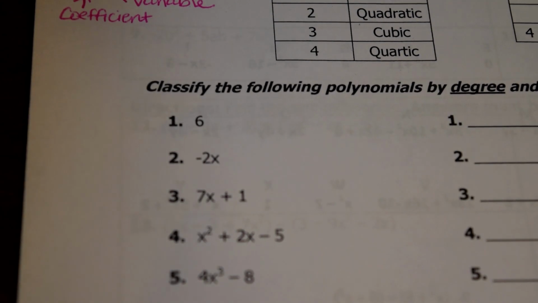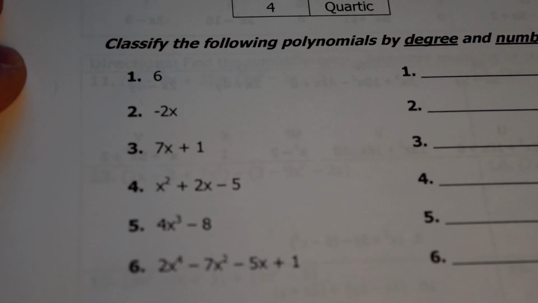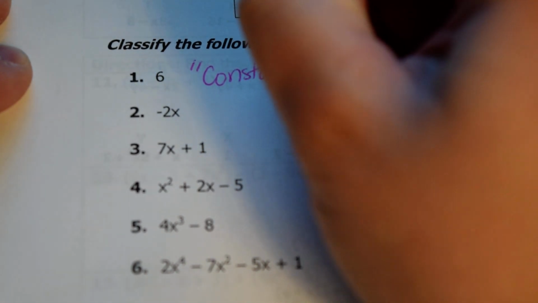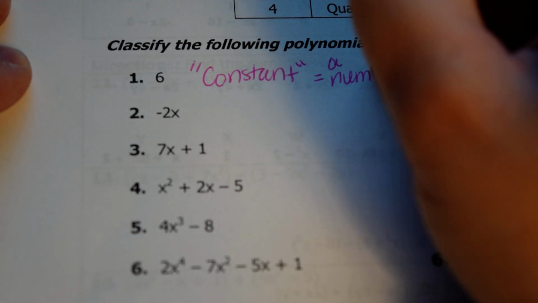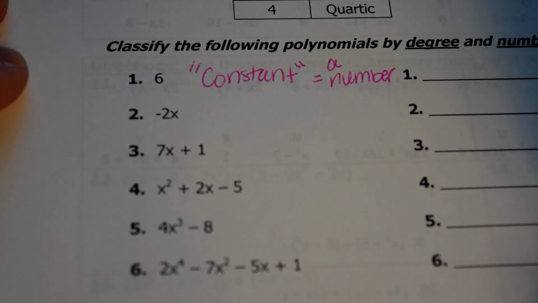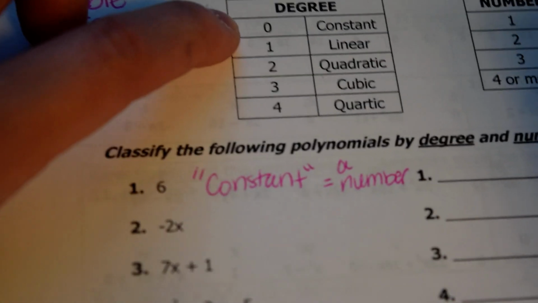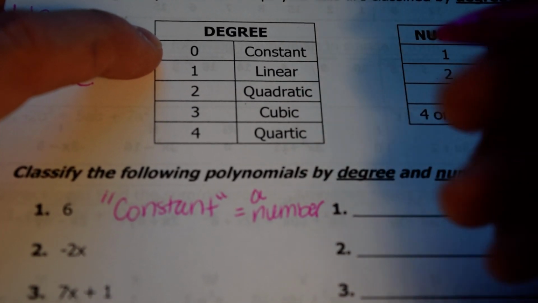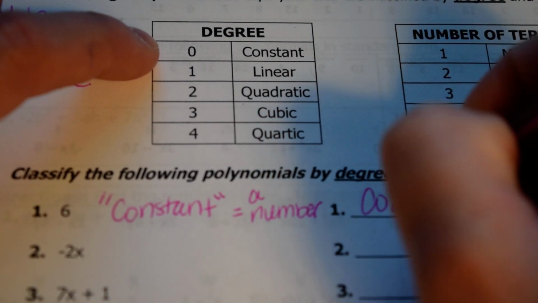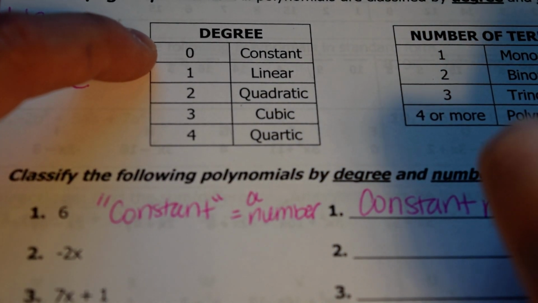Okay, let's try to classify a few on our own. So we have 6, we know that's a constant. That's another word for a number that stands by itself with no variables. So we know it is a degree of 0, and it has 1 term, so it's a monomial. So it is a constant monomial.